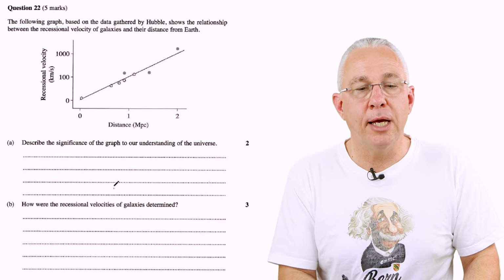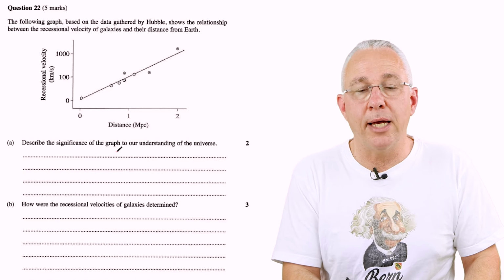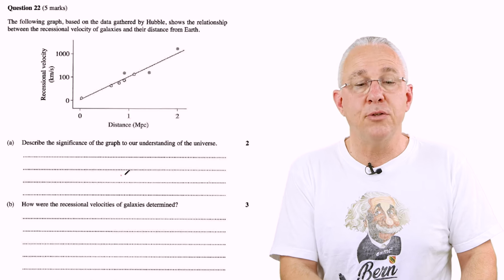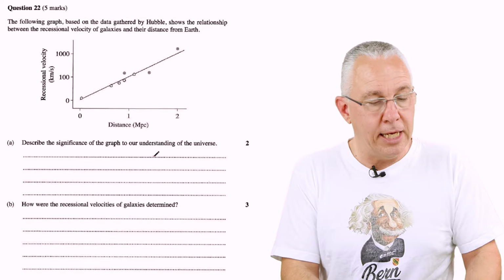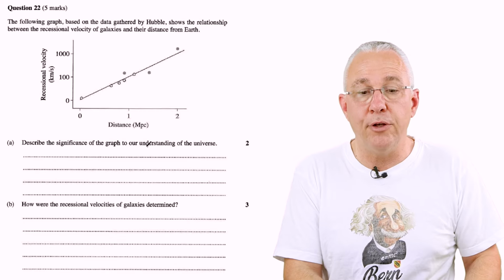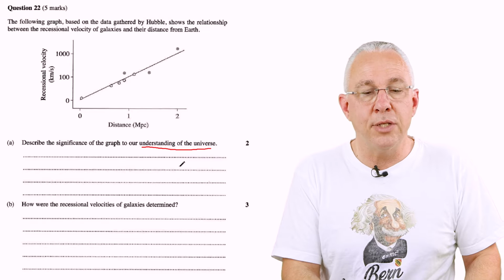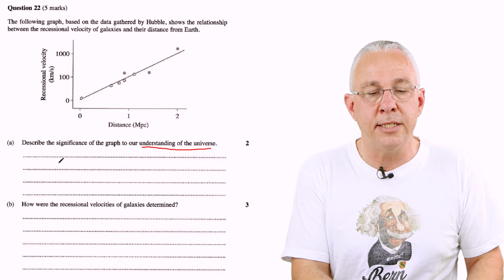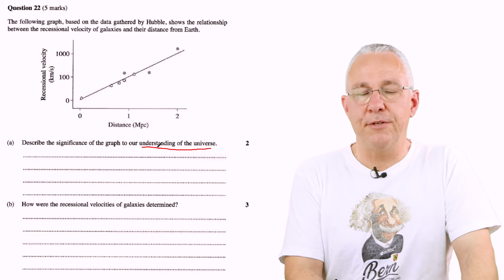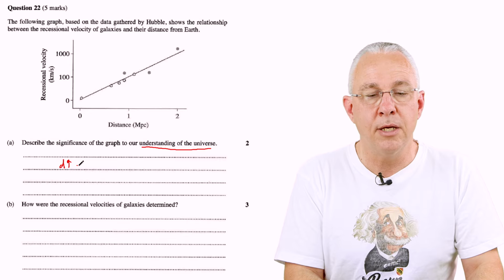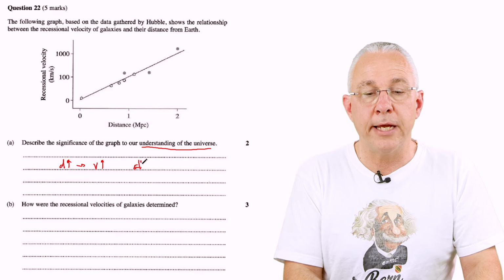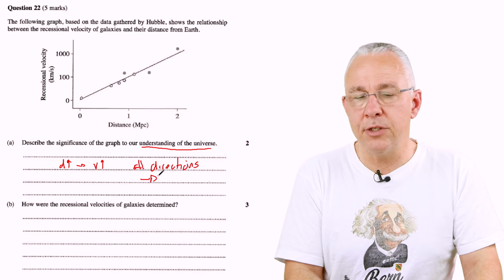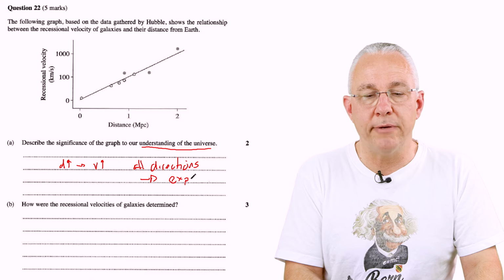Question 22, and we've got a graph on the data gathered by Hubble, which shows the relationship between the recessional velocity of galaxies and their distance. It says describe the significance of this graph in our understanding of the universe. And the key is that the significance of the graph suggests that as distance increases, so does the recessional velocity. Now the graph obviously shows that as distance increases, the velocity is increasing. But this is in all directions. That means, as a result, we have expansion of our universe.